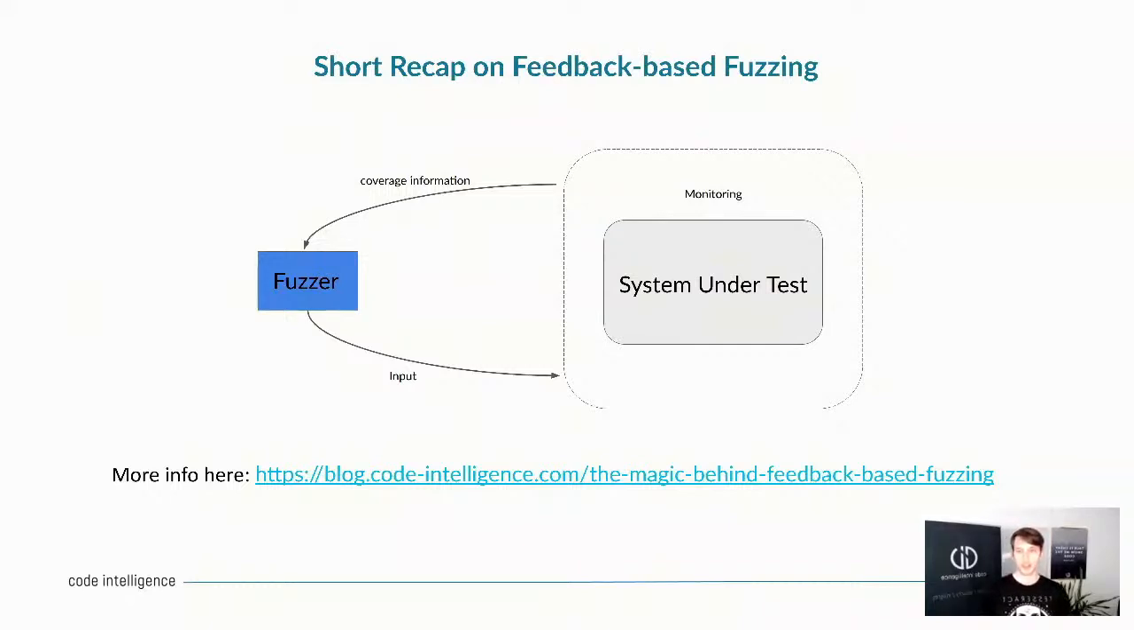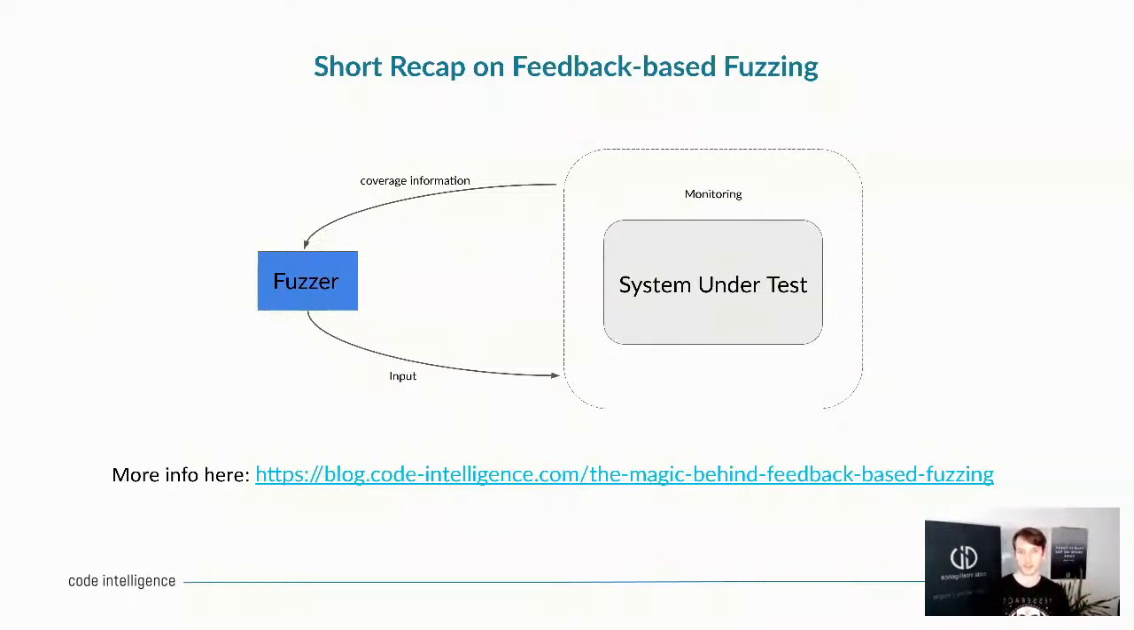So the basic idea of fuzzing your system under test is that you have your fuzzing engine, you have your system under test, and the fuzzing engine will generate inputs and feed them to the system under test. The system under test will process these inputs, and then the fuzzer will check if the system under test behaves weirdly. So for example, if we have a buffer overflow.